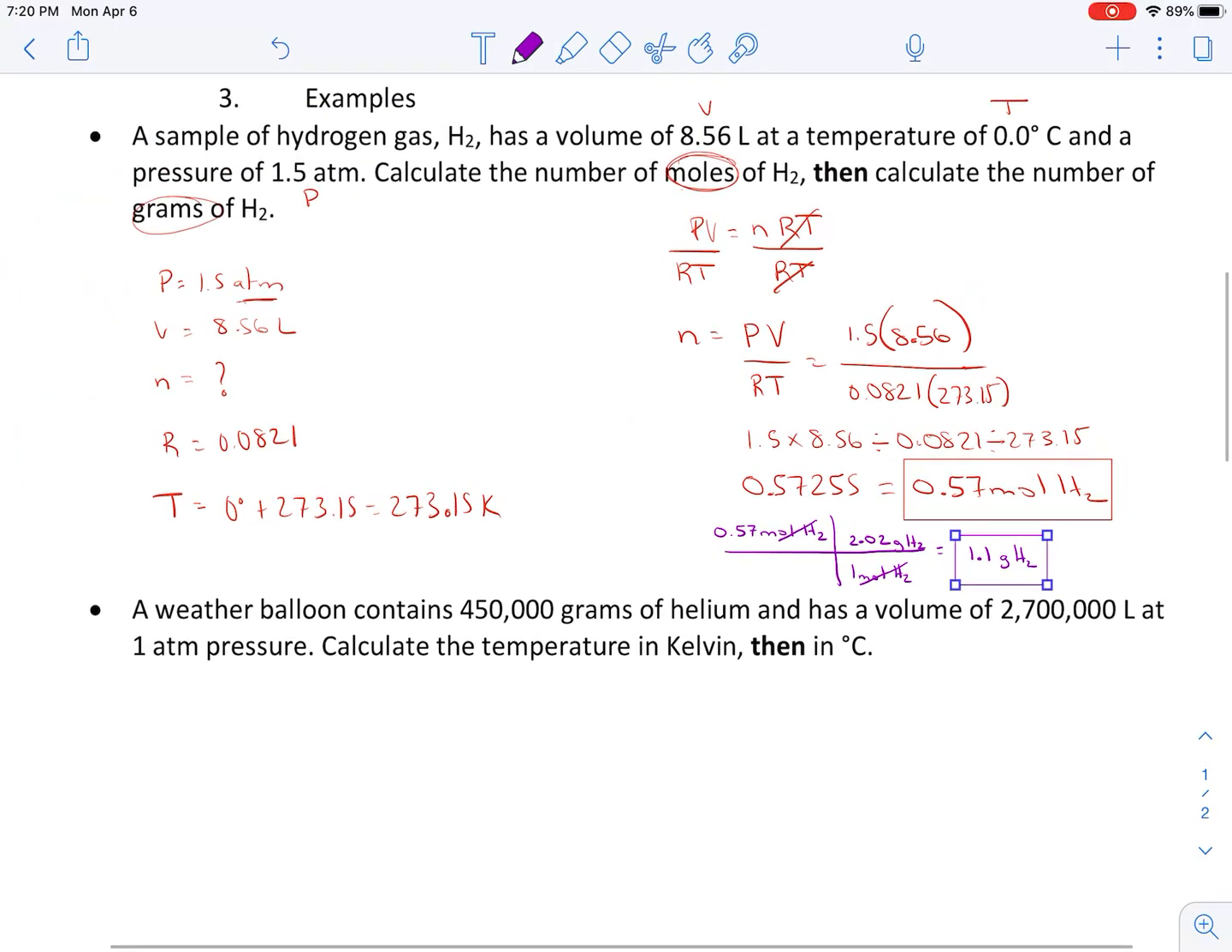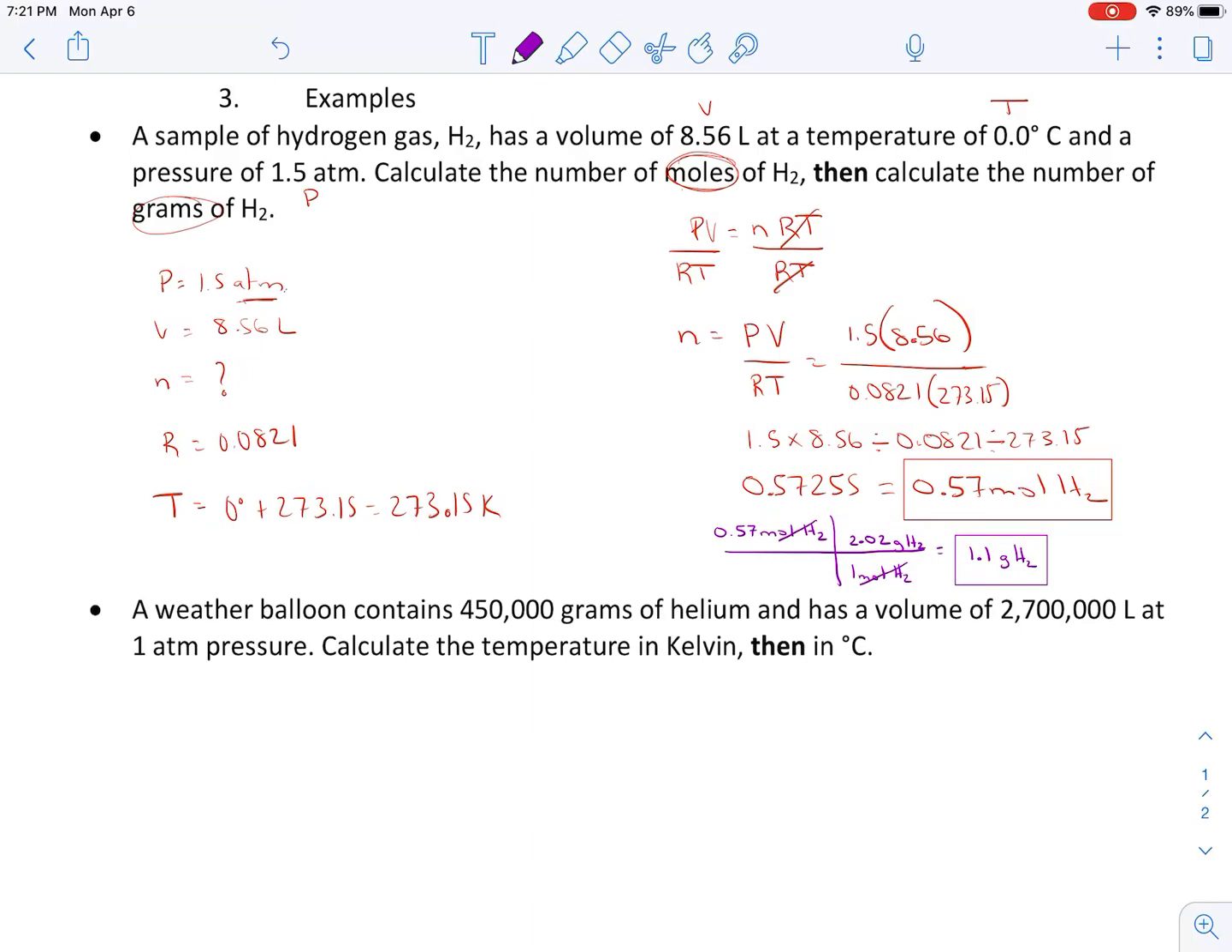Take a second to make sure that makes sense. If we go back through that, we used the 0.0821 because we have atmospheres there. Plug it in. Don't forget to take our temperature to Kelvin. Plug it in. We find moles. And then from moles, we went from moles to grams. Okay? Hopefully that makes sense to you.